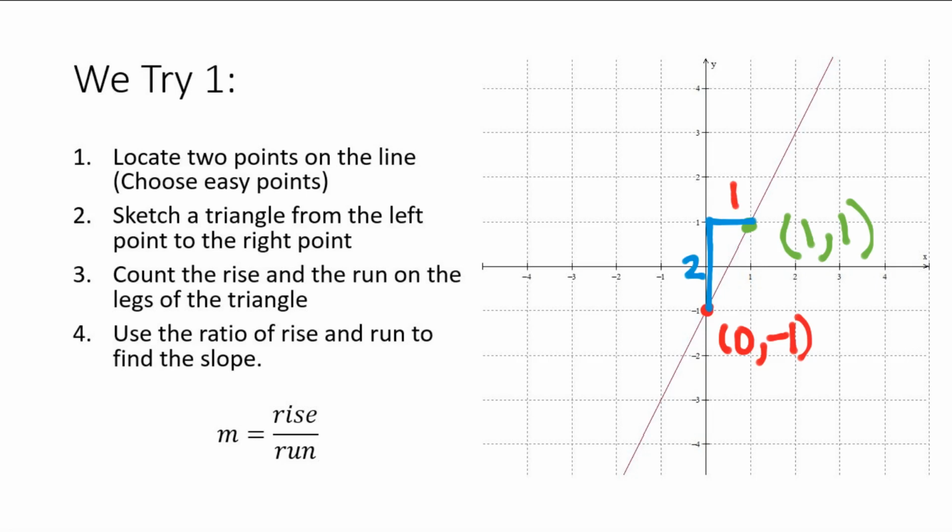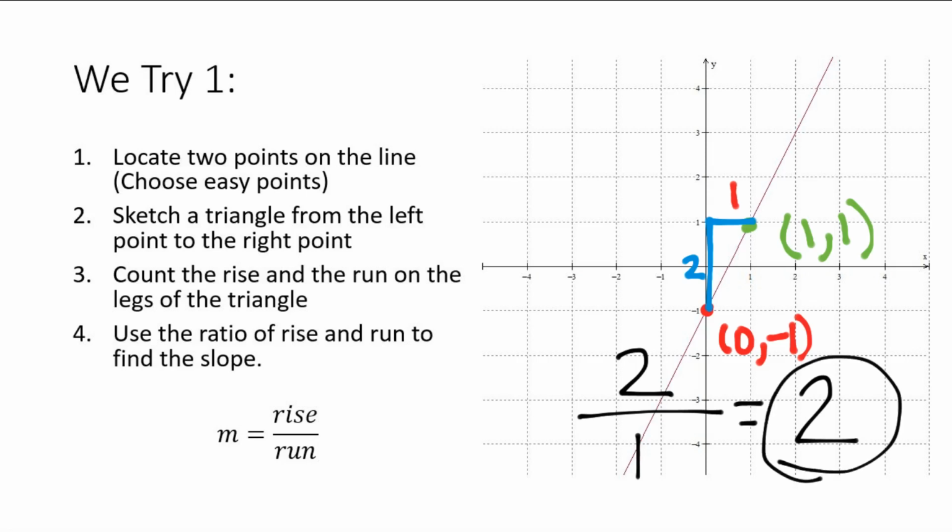So our formula is we want to check the rise. Remember, the rise is how we're going up, so I'm going up 2. And my run, I'm going from the left to the right, so I only go 1 from the left to the right. Which means that when I simplify this, I'll get 2. So my slope of this line is 2.